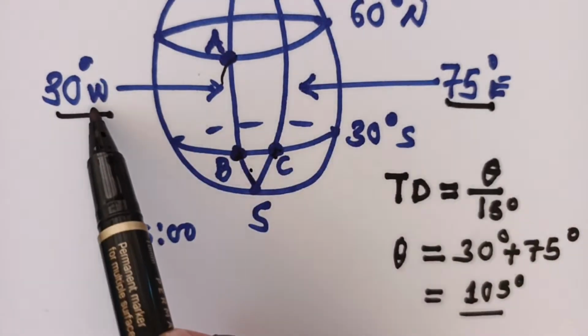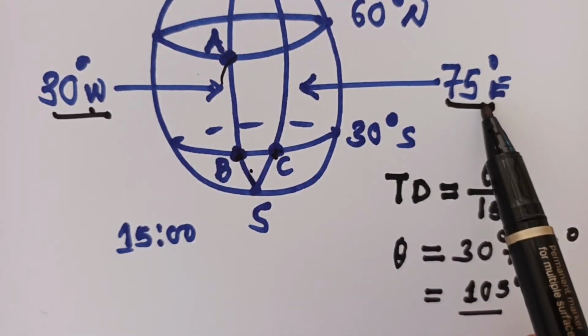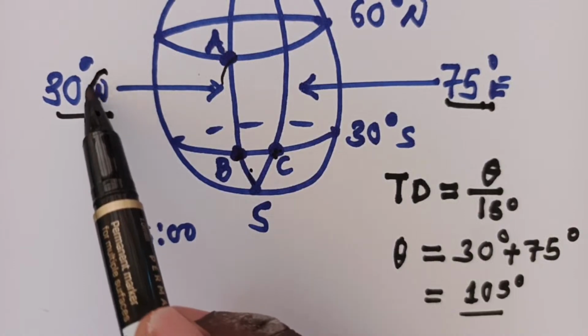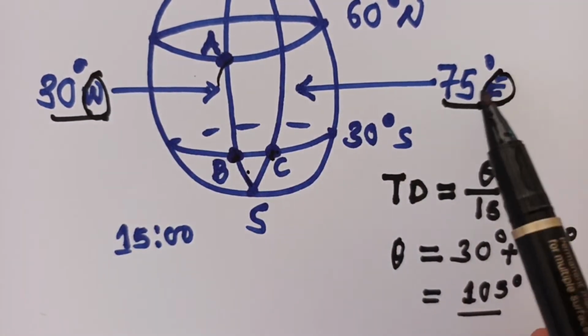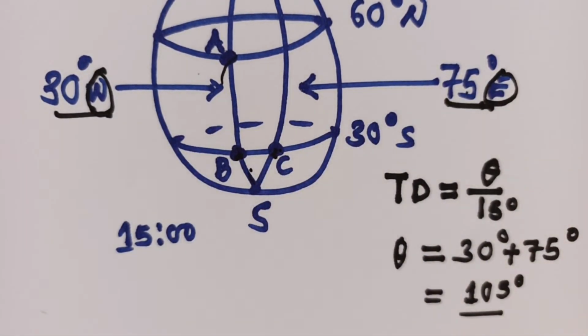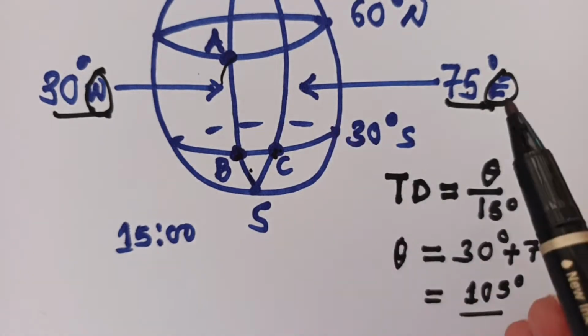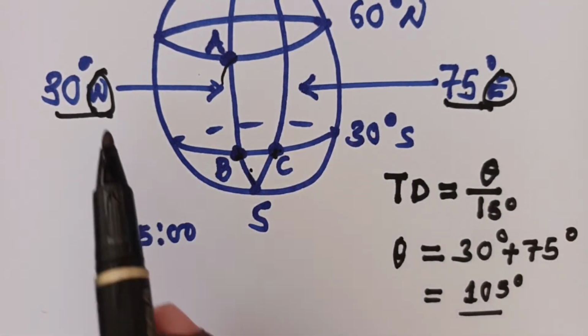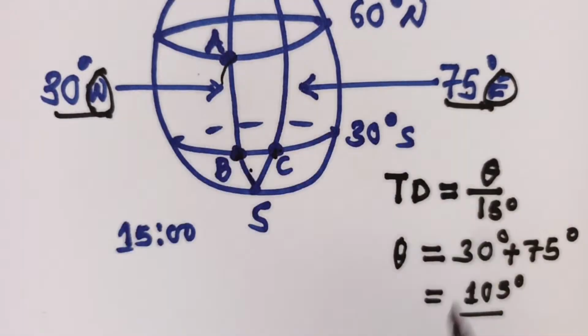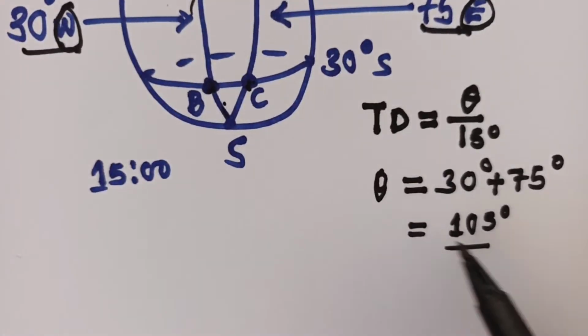This is west, this is east. So when they are different, this is west, this is east, you add. So different direction, you add. If they are the same direction, if it was east, east, you subtract. West, west, you subtract. But this is west, this is east, you add them. And you're getting 105.